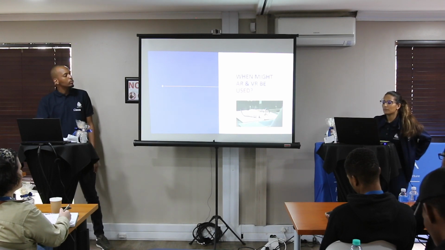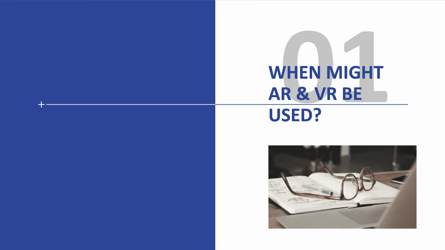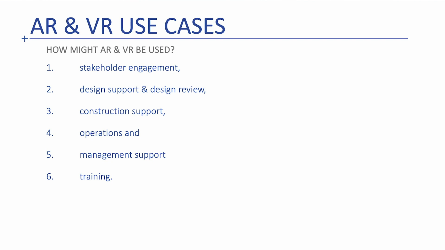Okay, so one of the first questions could be, when might we actually make use of AR and VR specific to our industry? There are some use cases that have been identified for this specific purpose. On the next slide, we get an idea of the different use cases. We can use AR and VR for stakeholder engagement, and this can be different levels of engagement within your stakeholders, from the high level to the very detailed level. You can also use the AR and VR tools for design support and design review.